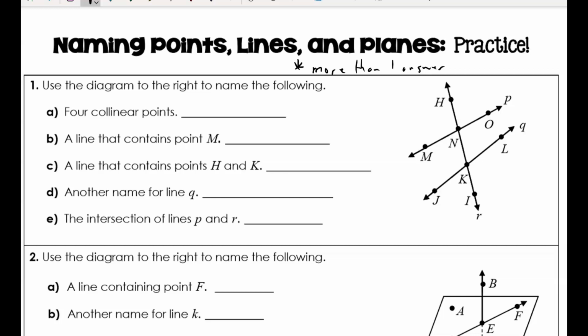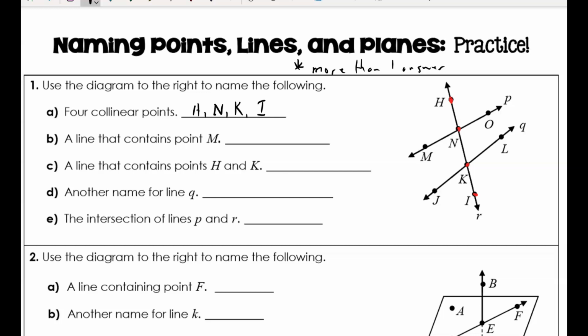Now, 4 collinear points, there's only one line that has 4 points that we can name here, and that's the one that goes this way. So these points right here, these are our 4 collinear points. 1, 2, 3, 4. And those are the only 4 that we can really see on here. So H, N, K, and I. All uppercase, no little i's with a dot on here. We don't want to see that.